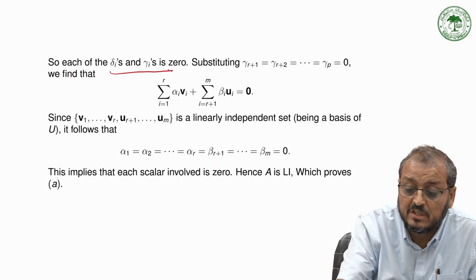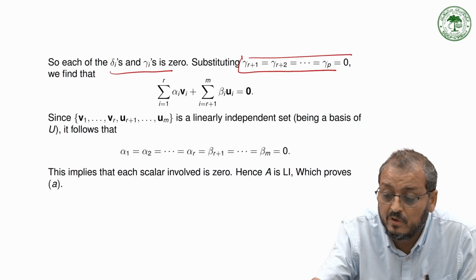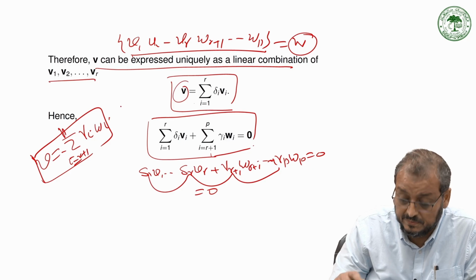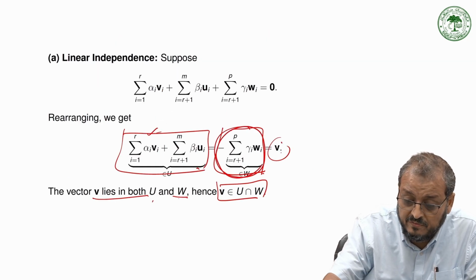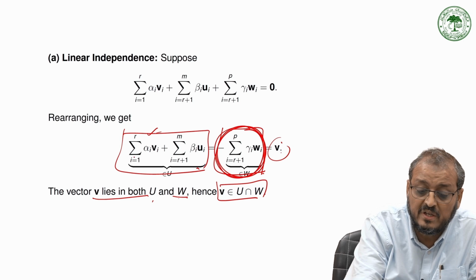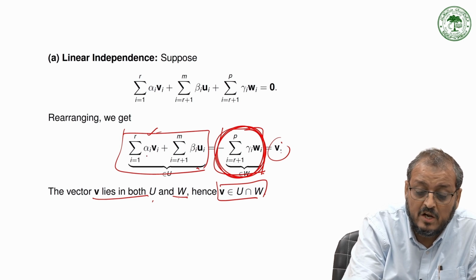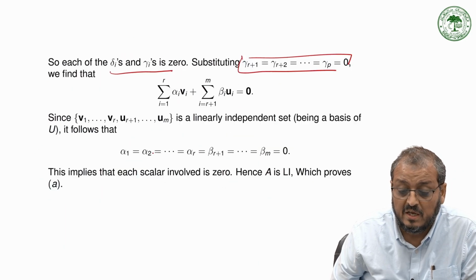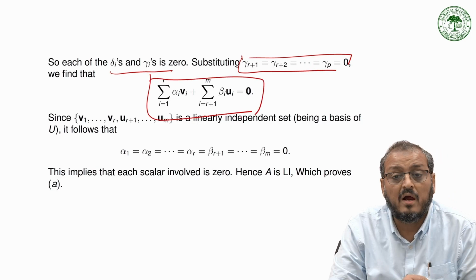Substituting gamma r plus 1 up to gamma p equal to 0, we find that the whole thing is equal to 0. If the whole thing is equal to 0, then the sum over i running from 1 to r of alpha i vi is equal to 0. So clearly this sum is equal to 0.